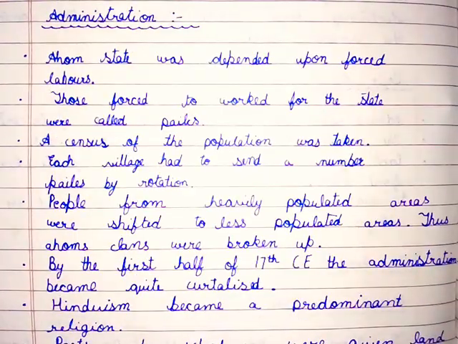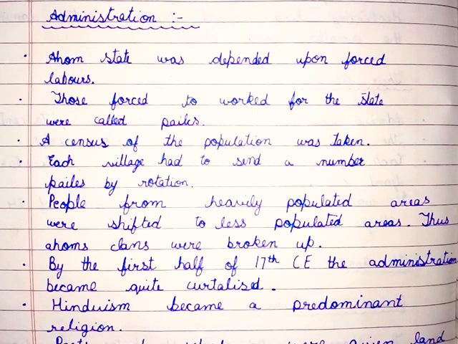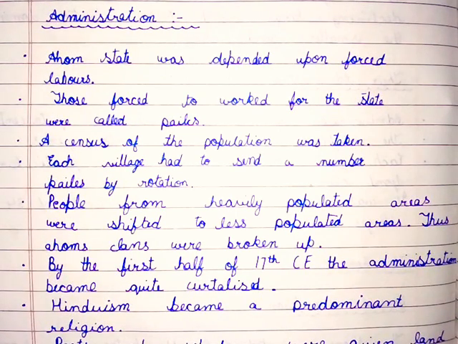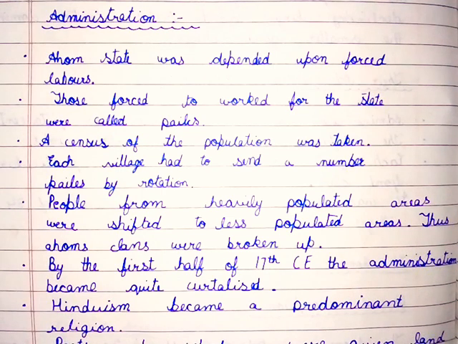Administration: the Ahom state was dependent upon forced labor. Those forced to work for the state were called paiks. A census of the population was taken. Each village had to send a number of paiks by rotation. People from heavily populated areas were shifted to less populated areas. Thus, Ahom clans were broken up.